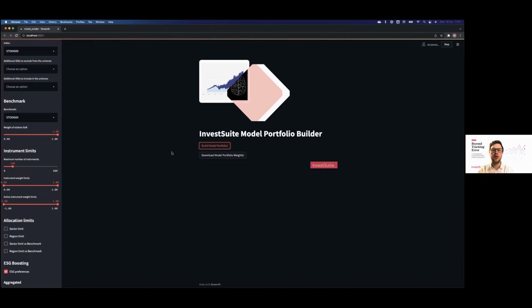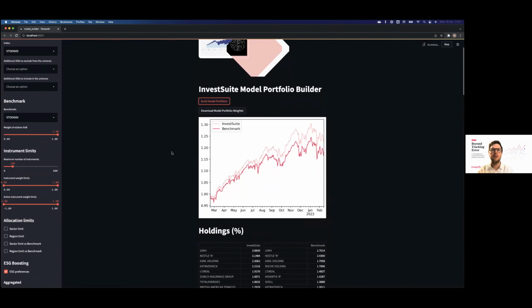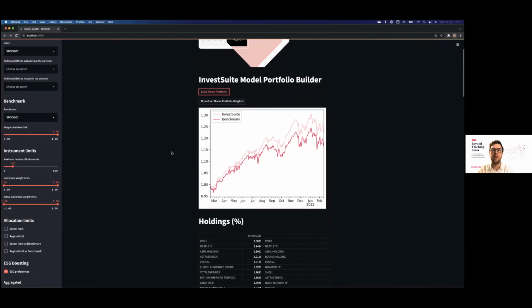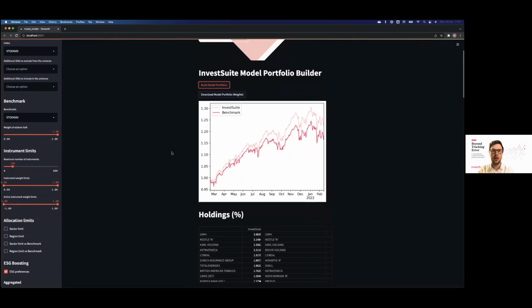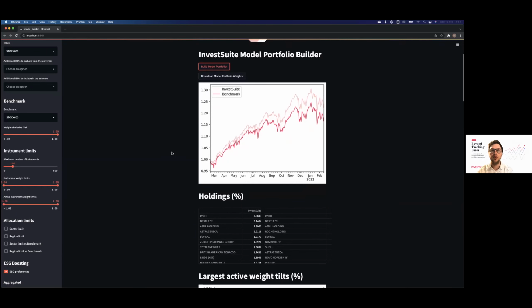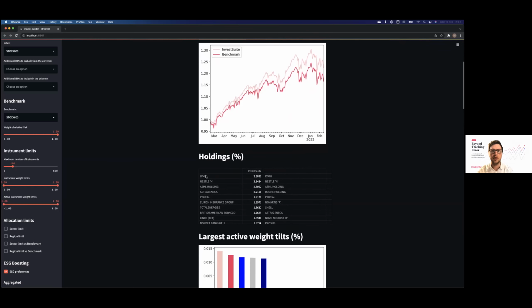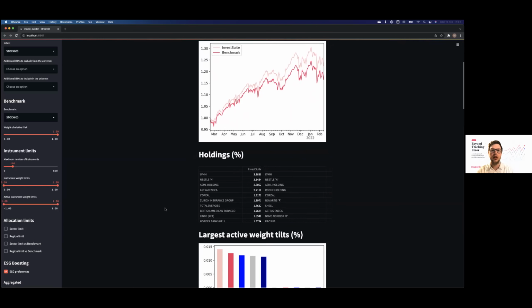So let's build the model portfolio. Now our optimizer is running live to create the portfolio. And here on top, you see the past performance of both portfolios. So it's not a backtest here, but the past performance of both portfolios that we simulated. As you can see, we have a portfolio with at most 100 instruments, and it tries to track the STOXX 600 as well as possible. And if it has to deviate, we try to do it on the positive side. Now let's go a bit deeper into the hyper-personalization.